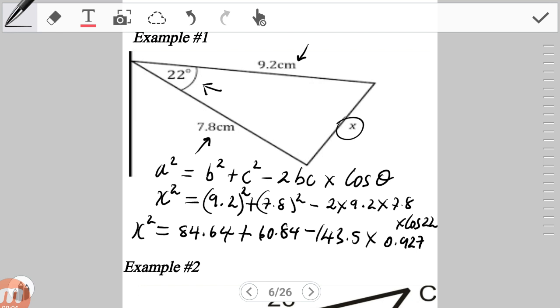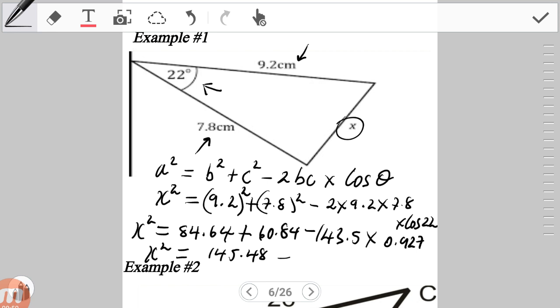Now I will still have to remember the laws of PEMDAS, the rules. So we know that we have to multiply before we add. But because we are separated by a minus sign, I can go ahead and do both simultaneously. So I can see then x squared is therefore equal to 84.64 plus 60.84. That gives me 145.48. And therefore 143.5 multiplied by 0.927.